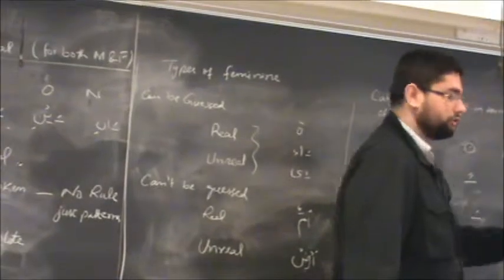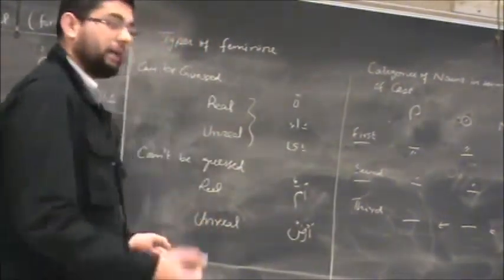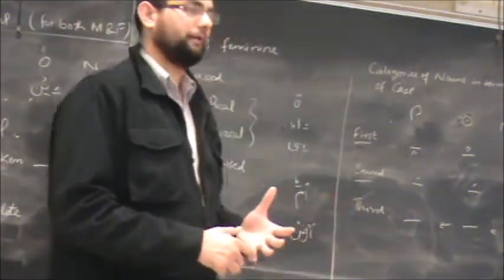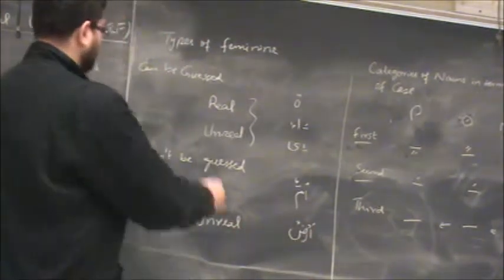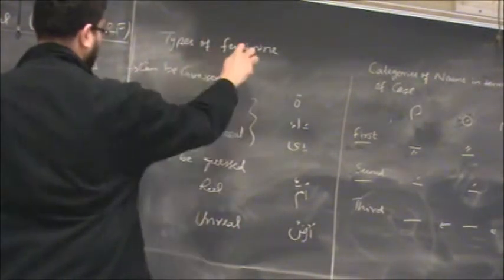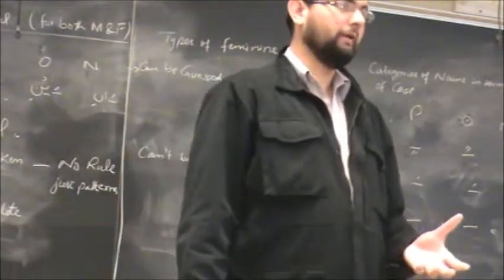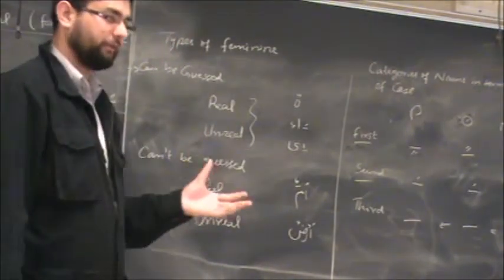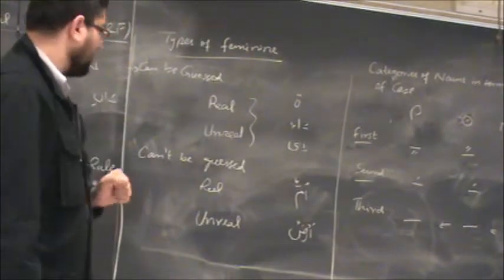And then we went on to gender. And we said there are two genders, masculine and feminine. Every noun, whether it has a real gender or not, we will have to specify the gender. Okay, there is no identification for masculine, but I said there may be identification for feminine.